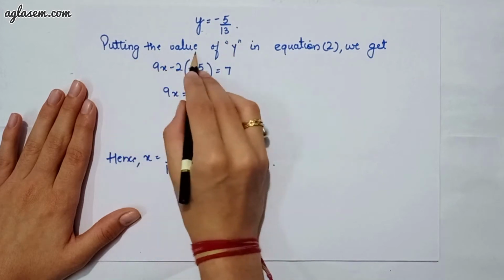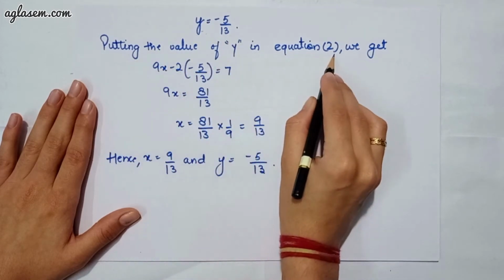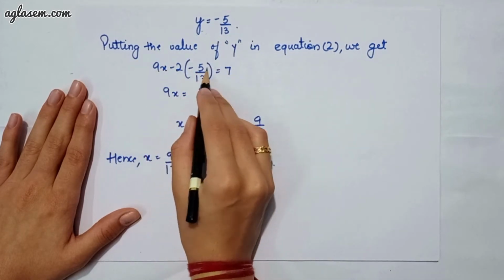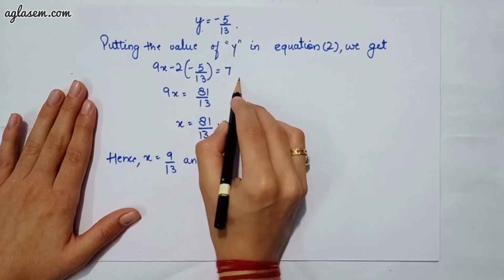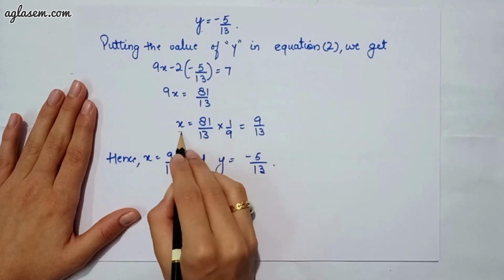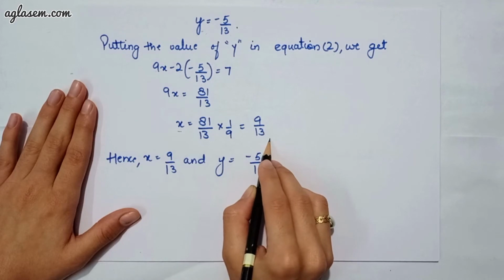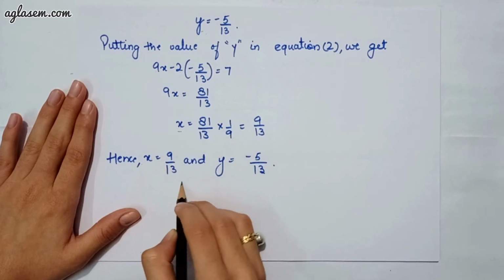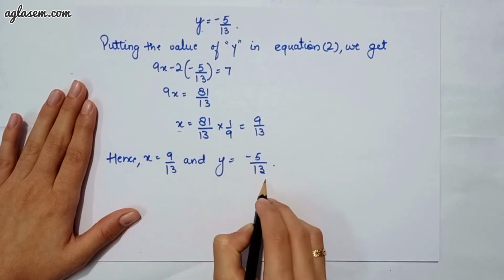So now putting the value of y in equation 2 we will get 9x minus 2 into minus 5 upon 13 is equal to 7. Further solving it, we will get x as 9 upon 13. So now we have x as 9 upon 13 and y as minus 5 upon 13.